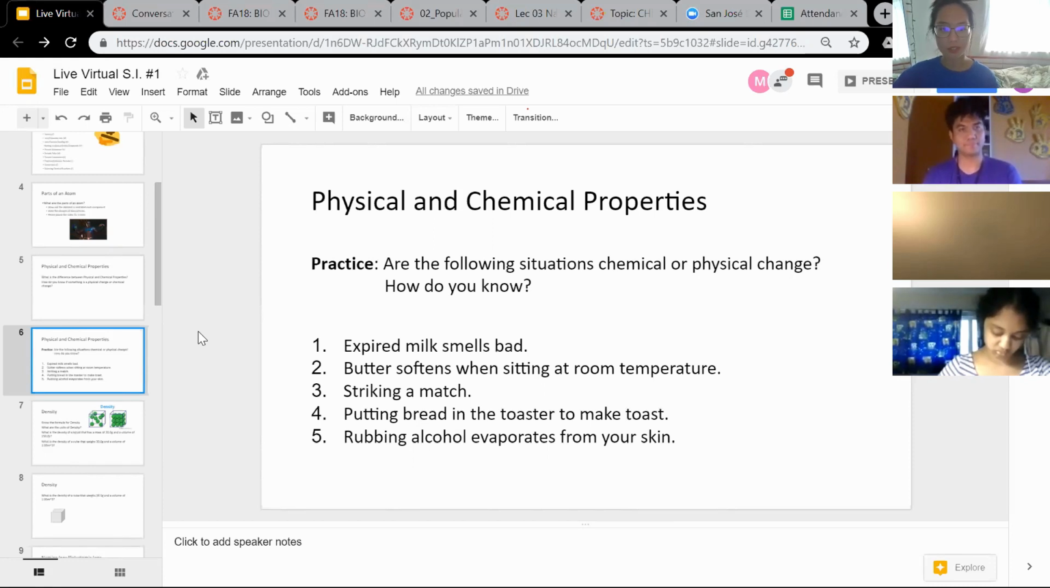And my reasoning for number 5 is because when something is evaporating, that is a change in your state of matter. So rubbing alcohol was initially a liquid, but after it evaporates from your skin, it turns into a vapor. And if you recall from the definition of a physical change, changes in states of matter are considered physical changes and not chemical, because you're just altering the state of the substance and not the actual substance itself.